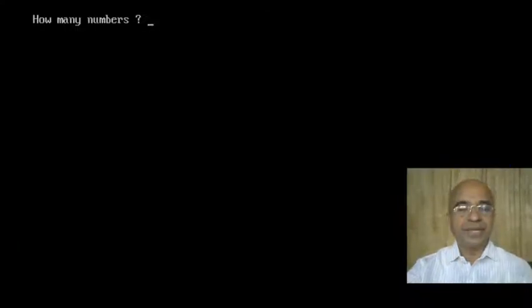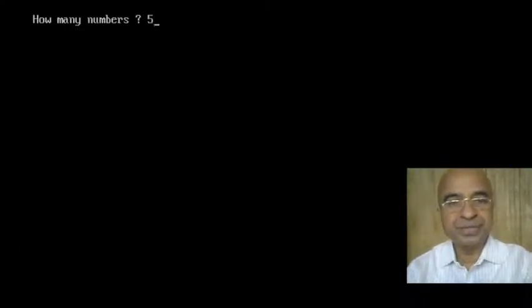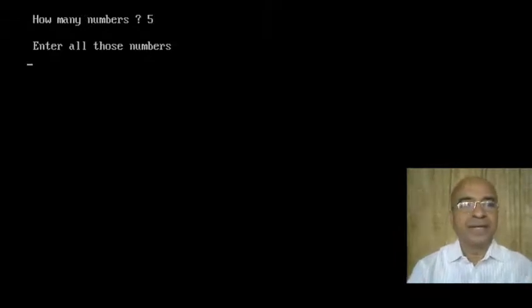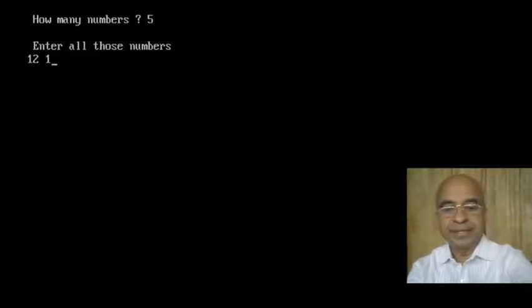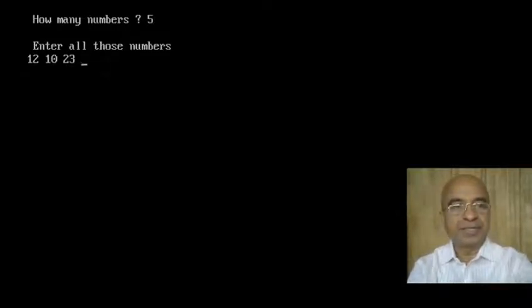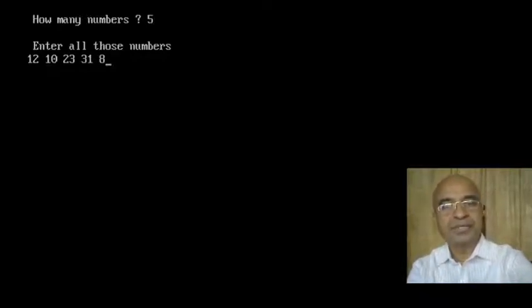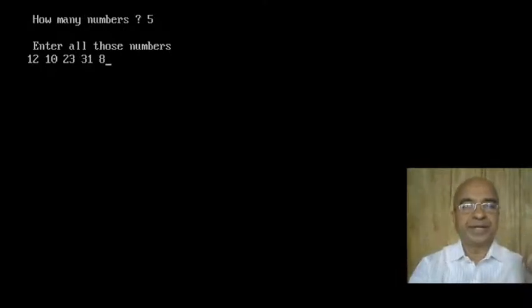Yes. How many numbers? Just take 5 numbers. Enter all those numbers. 12, 10, 23, 31, 8. So 5 numbers are entered. So of 23 and 31, 31 is the biggest number in the array: 12, 10, 23, 31, 8.